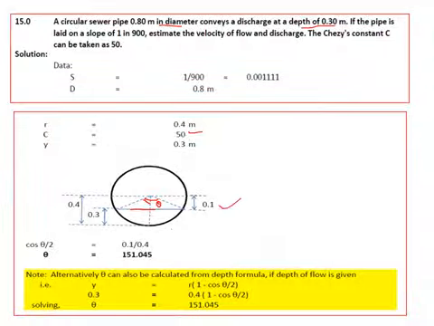0.4 minus 0.3. So using cos theta by 2, which is base, 0.1, divided by radius 0.4. Okay, radius is 0.4. So therefore this gives theta as 151.045. So less than 180 degrees, so it is below the center line. So that is how you calculate theta.